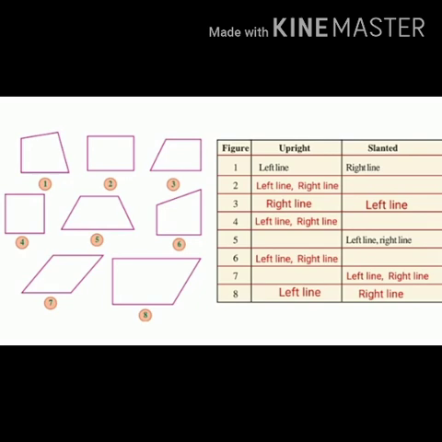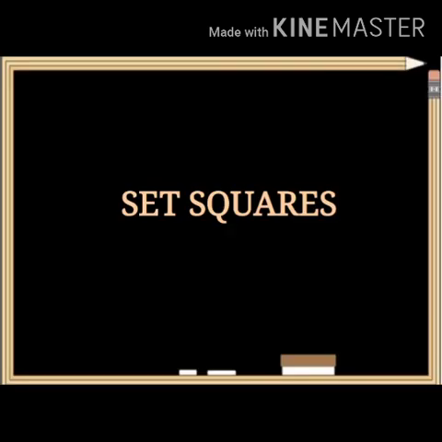In the fifth picture, there are no upright lines. The left line and right line are slanted. Then the sixth picture, the left line and right line are upright and there are no slanted lines. And in the seventh picture, there are no upright lines. The left line and right line are slanted. Then at last, in the eighth picture, the left line is upright and the right line is slanted. Now I think all of you know what is upright and what is slanted. You can know the difference between upright and slanted using this table and picture. In our textbook, the next topic is set squares.